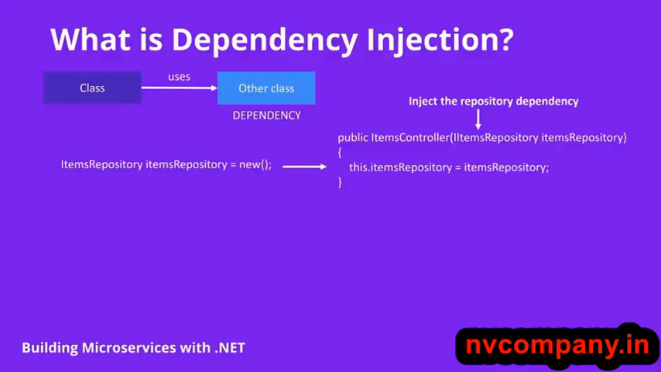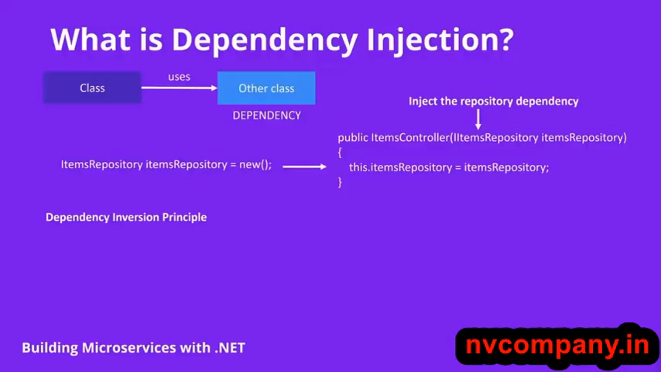But also notice that the constructor is not exactly receiving an instance of items repository, but instead it receives an interface called IItemsRepository. This relates to what we call the dependency inversion principle. The dependency inversion principle states that code should depend on abstractions as opposed to concrete implementations.